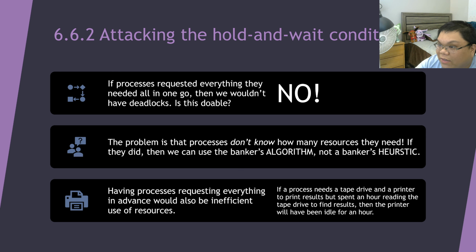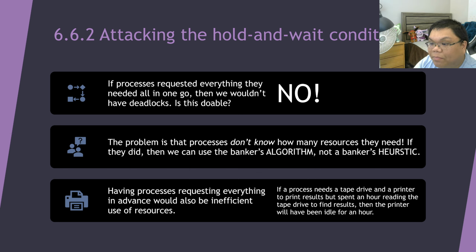Can we try the hold and wait condition? If processes requested everything they needed all in one go, then we would not have deadlock. Is this doable? Also no. The problem is processes don't know how much of each resource they need. If they did, then we could use the banker's algorithm, not the banker's heuristic.